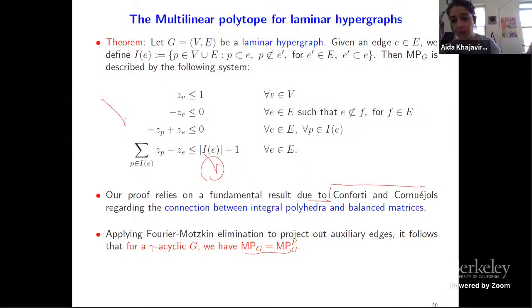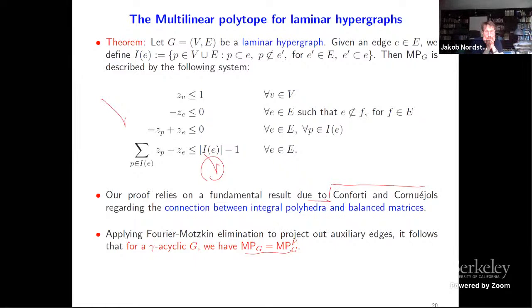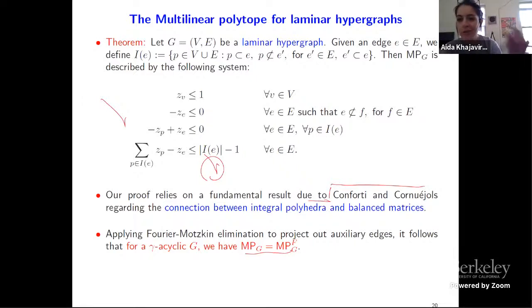Yeah, I know I skipped a lot of details, but you're welcome to ask questions. Fourier-Motzkin is somehow that you add up the inequalities to cancel out certain variables? Yes. So you take a variable one at a time. You look at all the ones with positive coefficient, all with negative coefficient, and you use them to project out that variable.